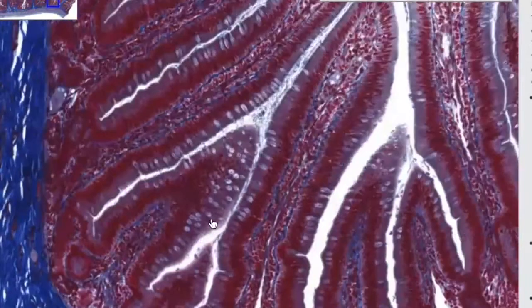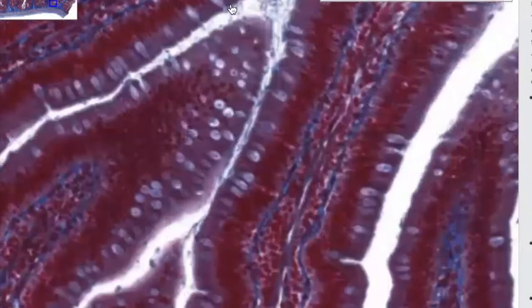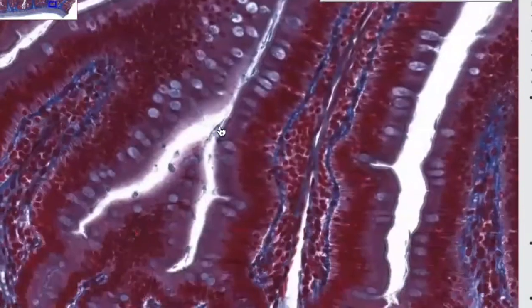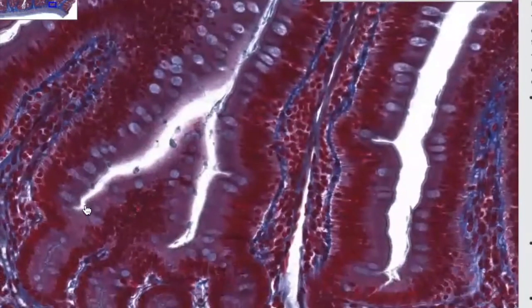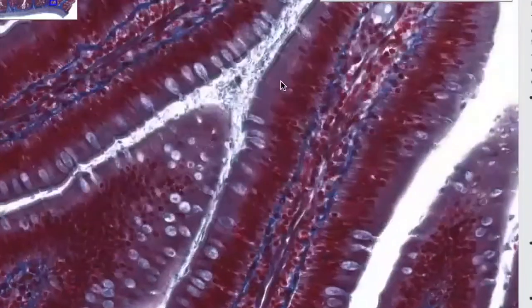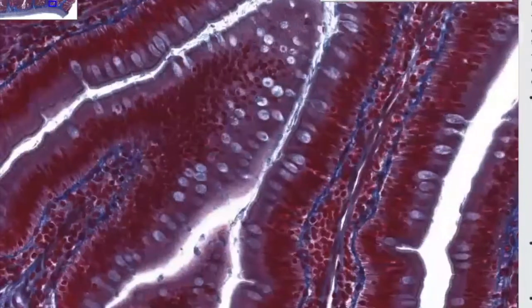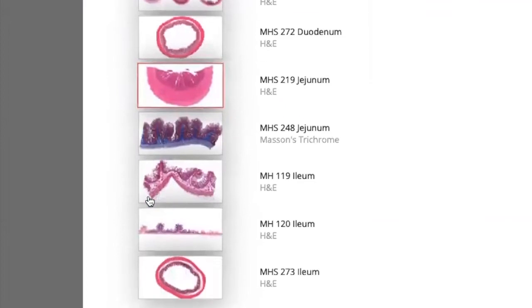Interspersed within here, you got the goblet cells. These are the whiter cells within here. You also have intestinal crypts, like deeper inside. The intestinal crypts are going to be surrounded by the lamina propria, right over here, as opposed to the villi, which are surrounded by the lumen. This is where all the digestive particles are going to be getting absorbed. All right, so that's a nice section of your jejunum.